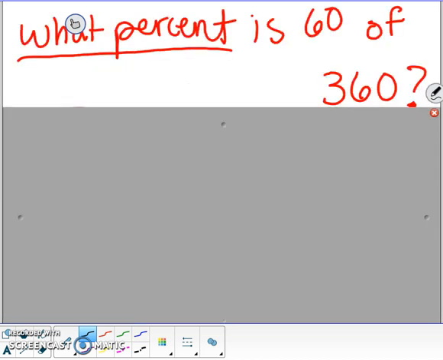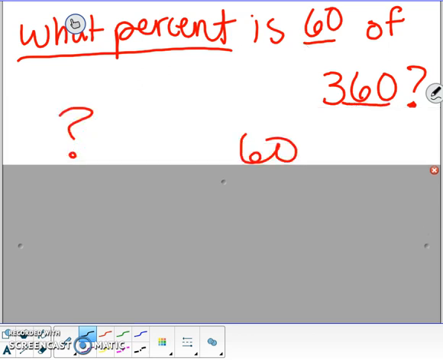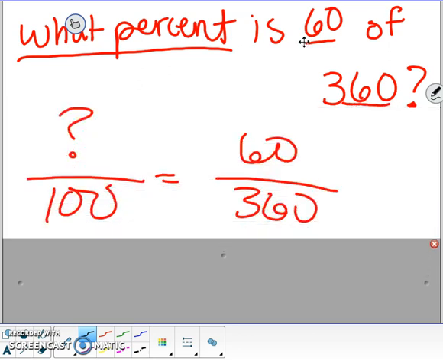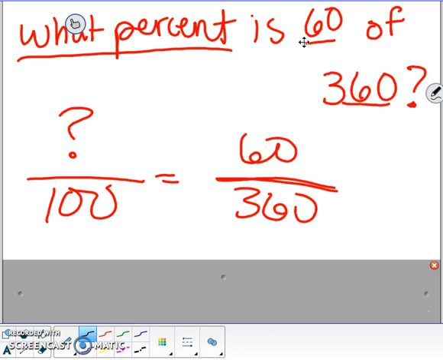Now let's switch it up a little bit. Now I'm going to ask, what percent is 60 of 360? So instead of asking you for the part, this time I'm giving you the part, I'm giving you the whole, and I'm asking you to find the percent. So the missing piece is going to be the number that goes over 100, okay? What percent is 60 of 360? Then you cross multiply.